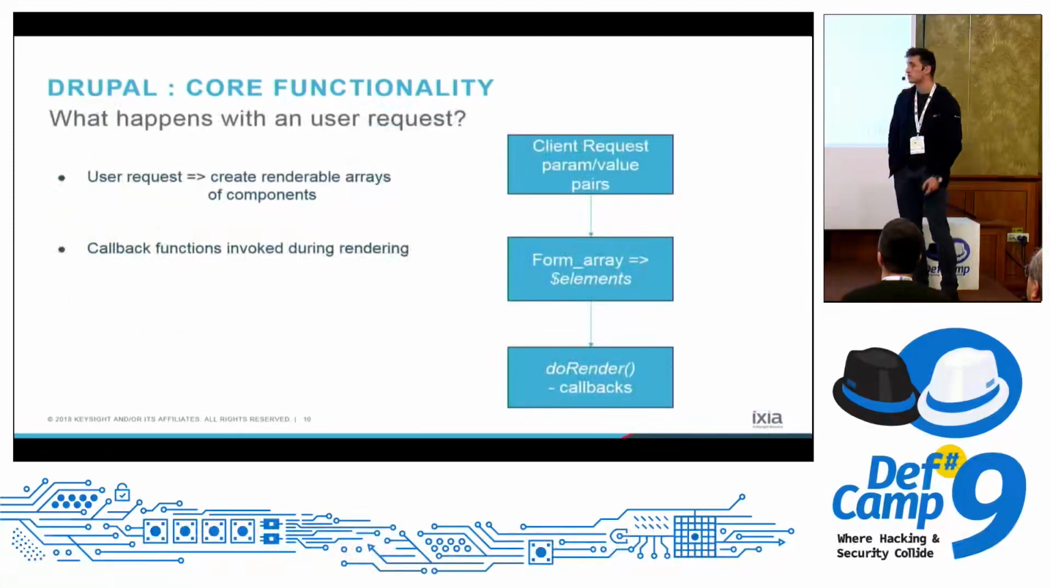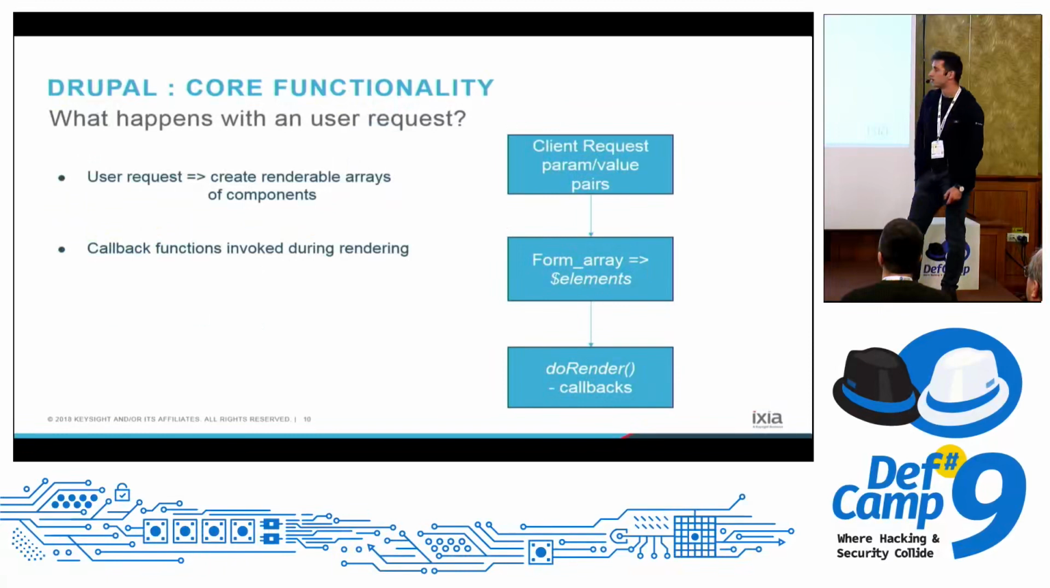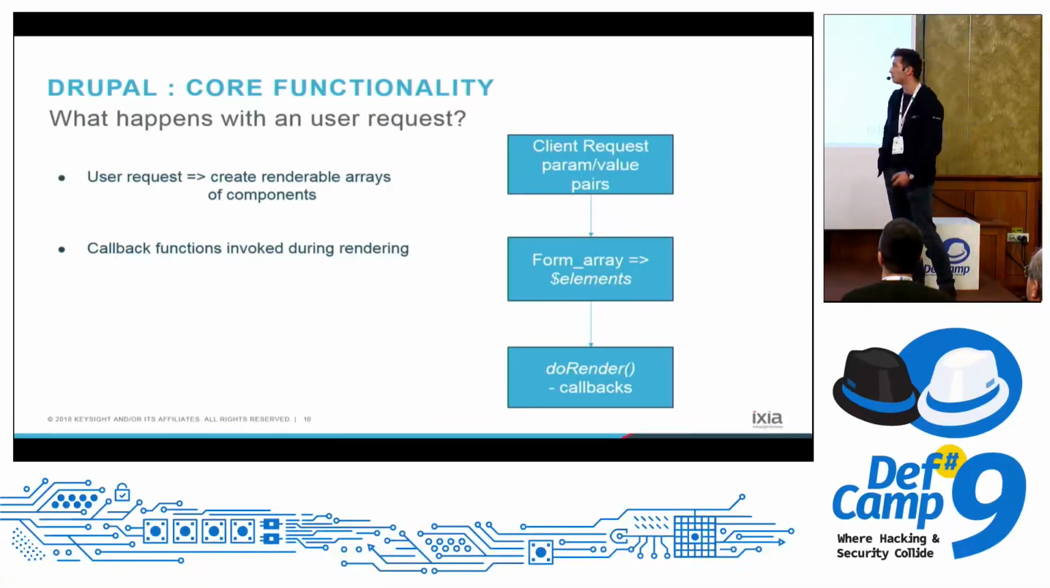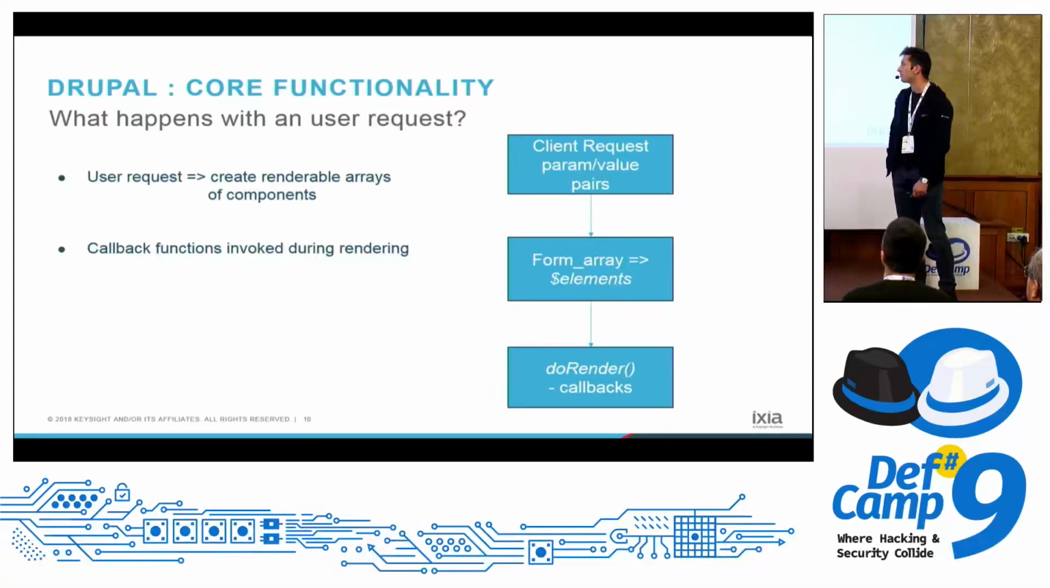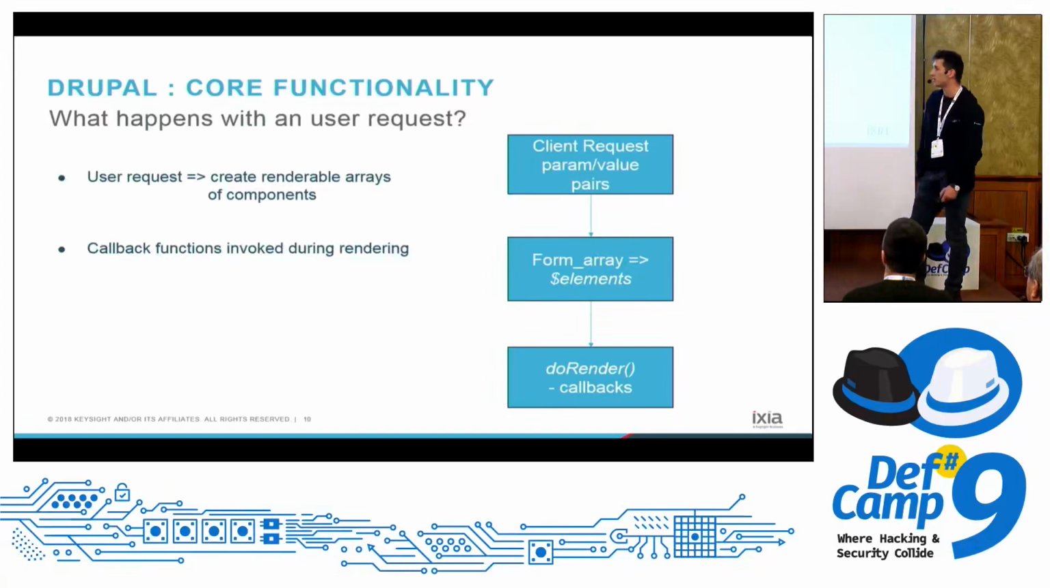So what happens when a user makes a request? Well, the parameters of the user request are transformed into a PHP array that is going to be used to retrieve the actual form. The information about the form is going to be sent to the rendering module. Of course, the information about the form is going to be represented in a renderable array, and it's going to contain either properties or form elements, and that is going to affect the outcome of the rendering process.